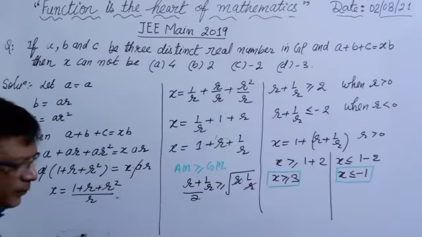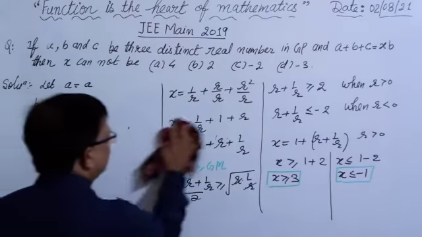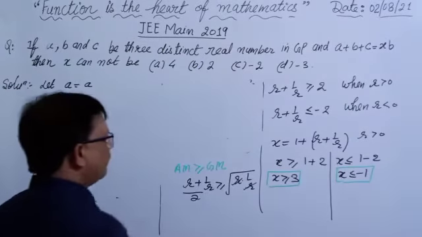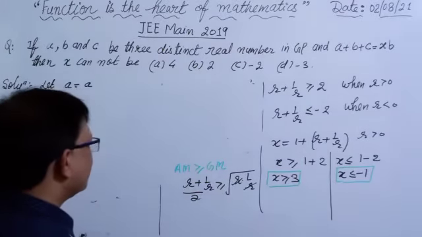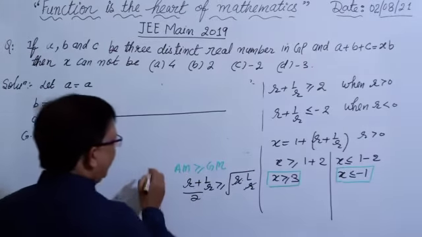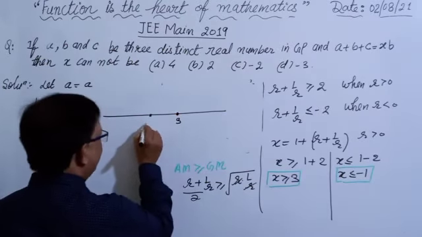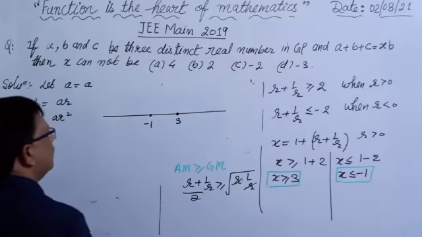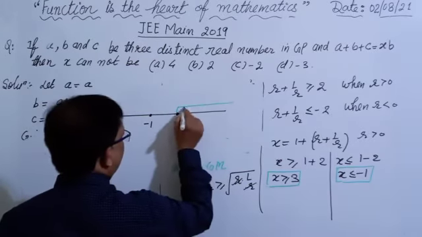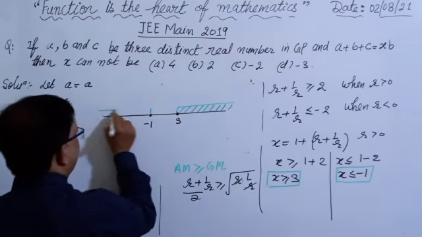So student, here we see that our X is greater than or equal to 3 or less than or equal to minus 1. So we have the answer in this region. This is your answer region, and here this is your answer region.